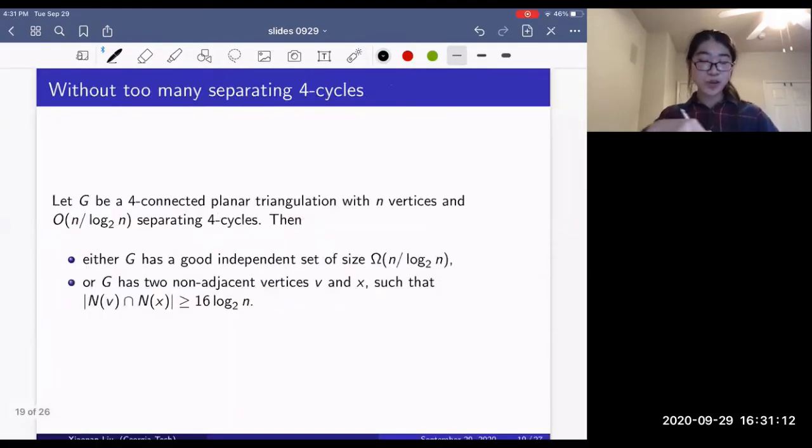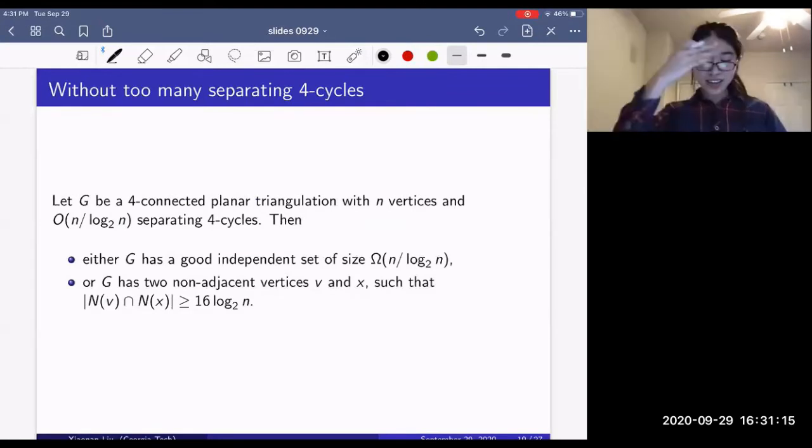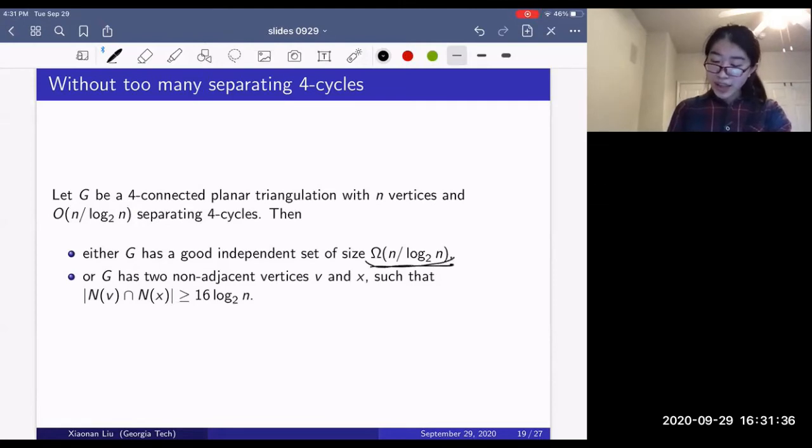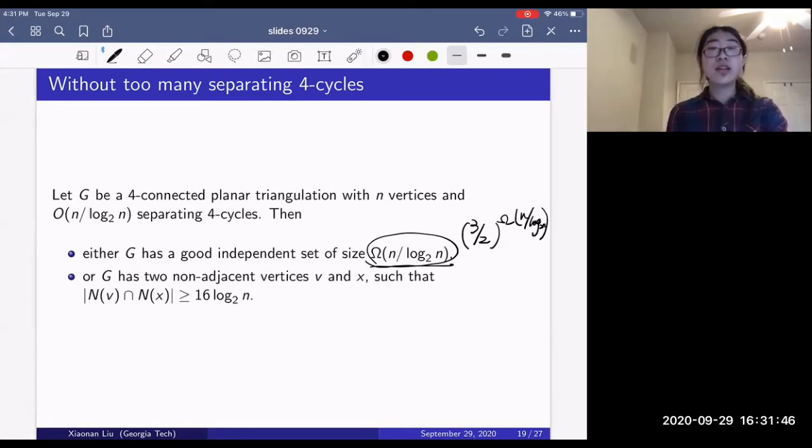So we use this theorem to prove this lemma. Now this is our statement for a connected planar triangulation without too many separating four cycles. Either we can find a good independent set of size this one. If we get this one, we know that we can find 3/2 omega such Hamiltonian cycles. So actually this is very good.